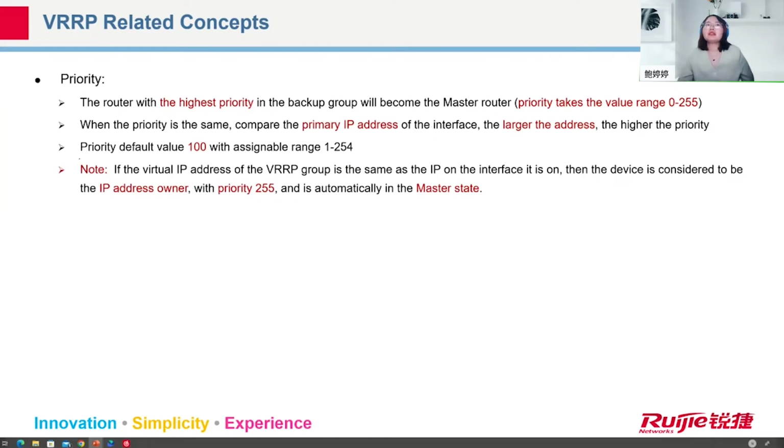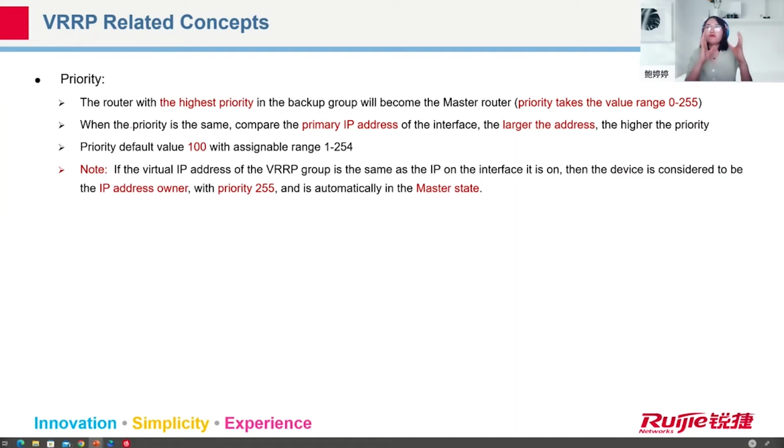And the priority, pay attention. When we select the master, we will compare the priority. The highest priority will become the master, and the range is from 0 to 255, but the available range is from 1 to 254, because 255 has a special meaning. This one we call the IP address owner.